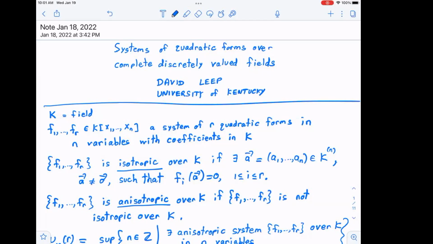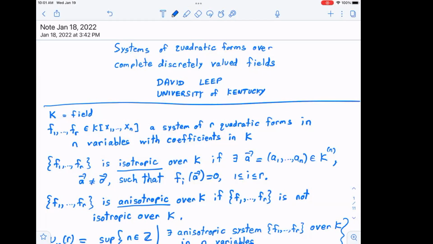All right. Well, thank you very much for inviting me to this conference. It would be nice to attend in person, but I understand. All right, so I'm going to be talking about systems of quadratic forms. Here is the basic point of view.